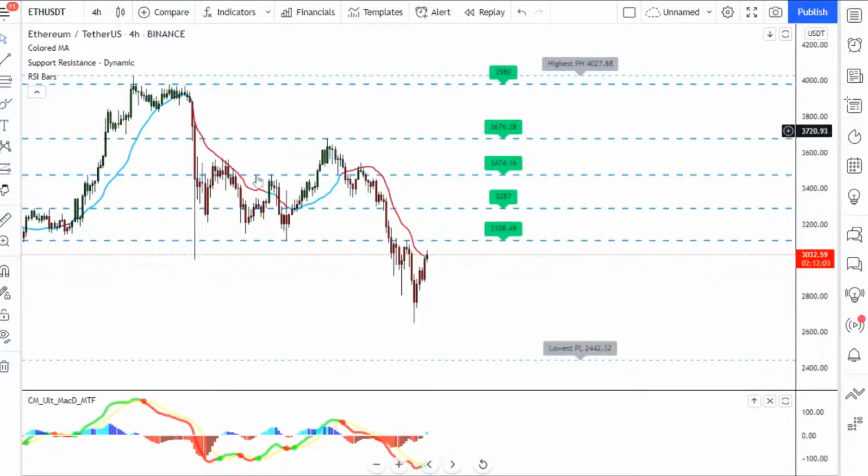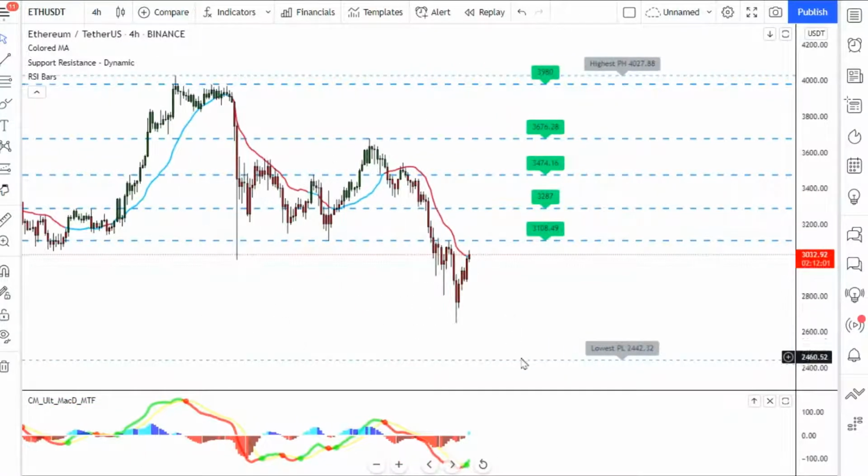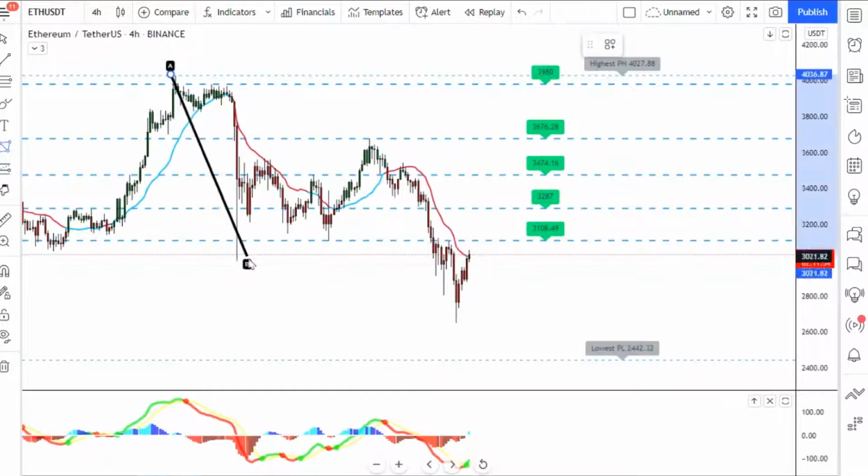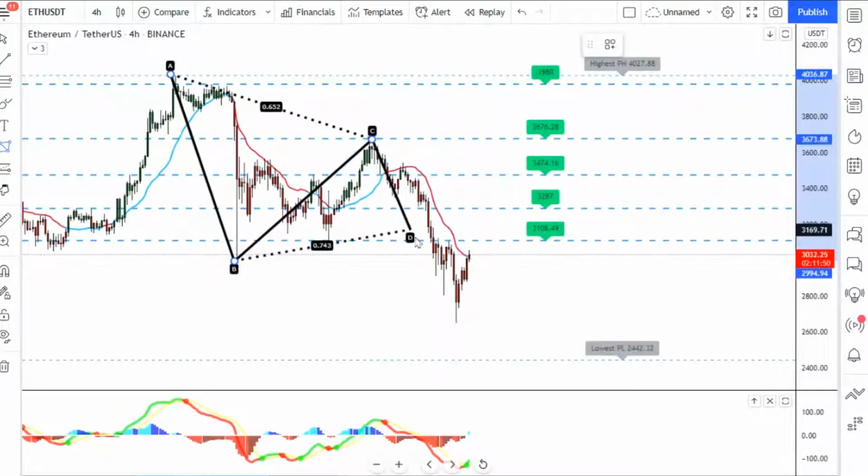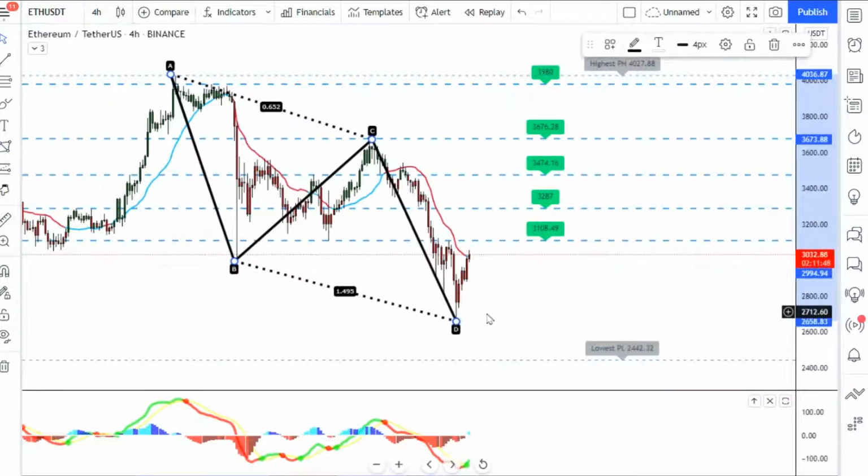So we have completed the ABCD pattern right here. We have discussed this in a previous forecast. Okay, so you can see this one. That was an AB. Then we've got a correction of 64, 65%. Then we've got a completion of this one. It's very important to notice this fall compared to this one, okay, to get an idea.